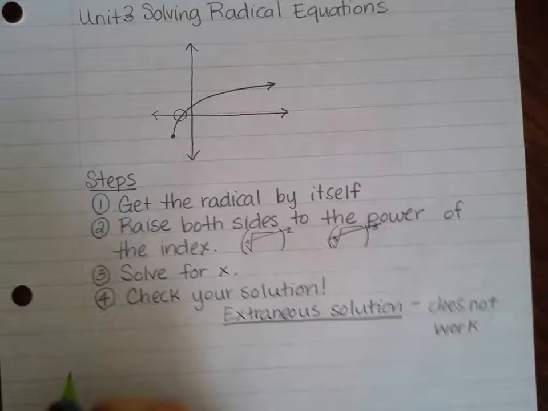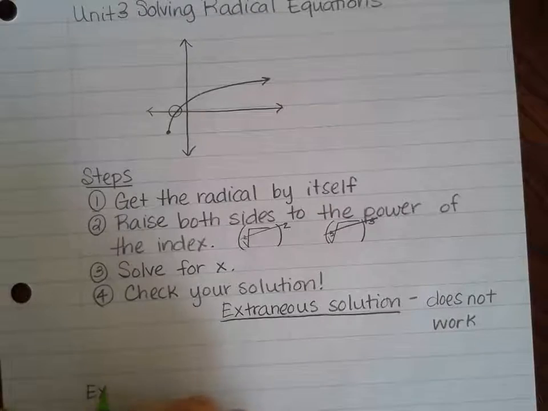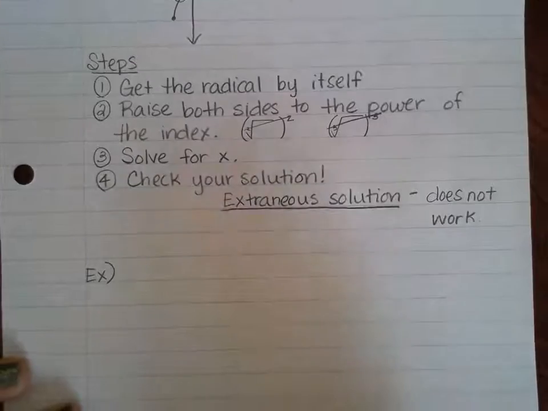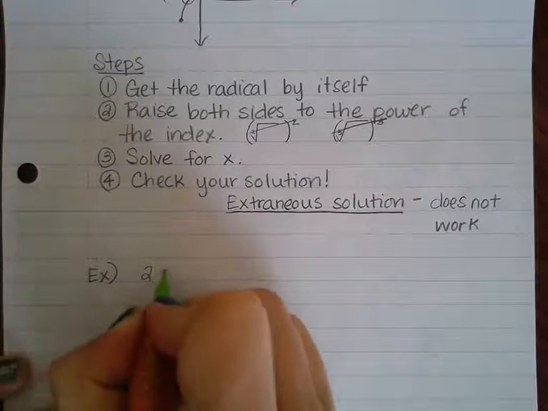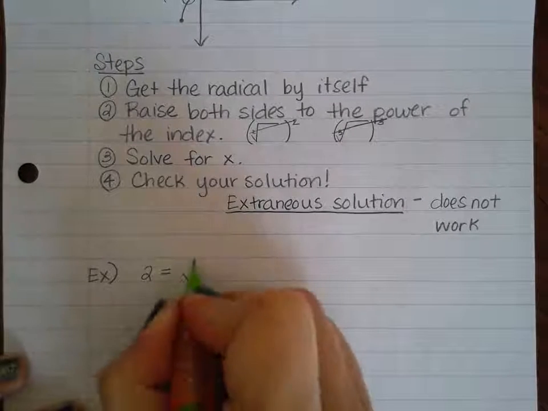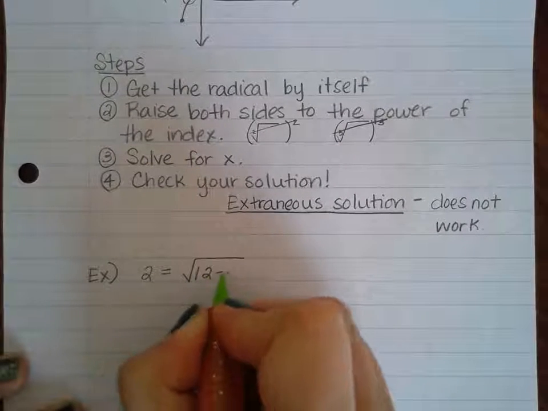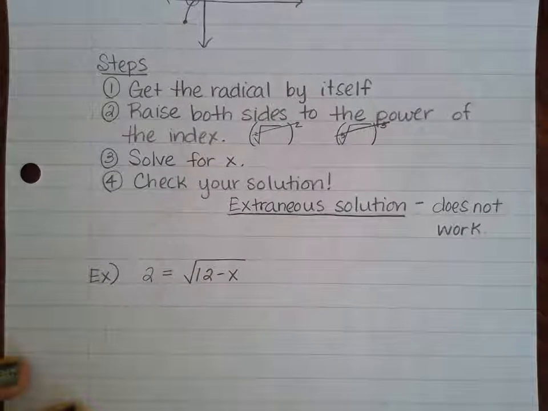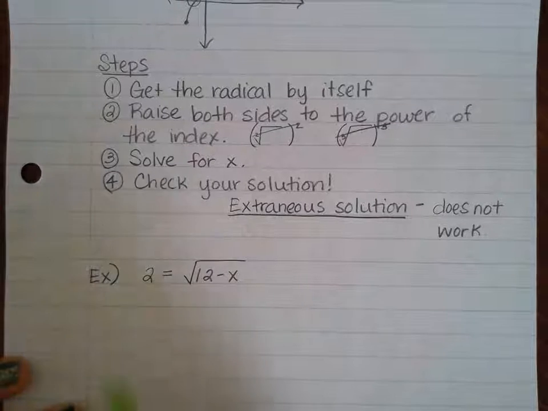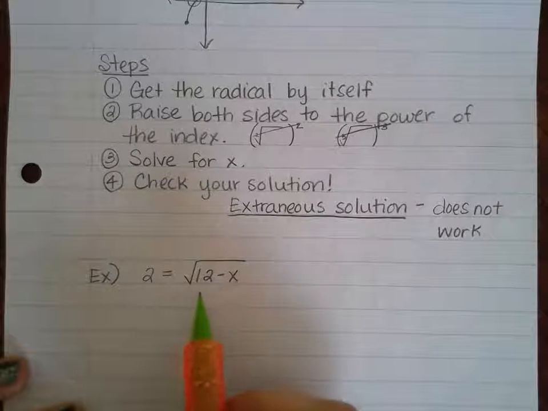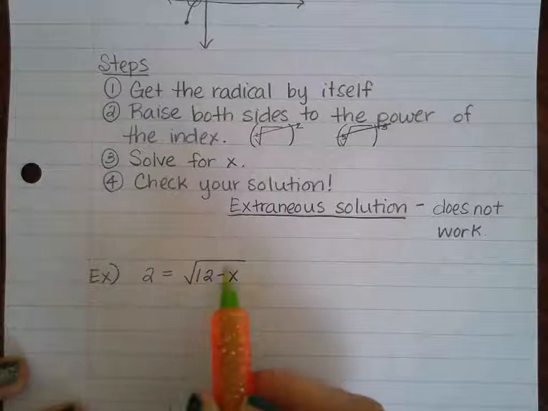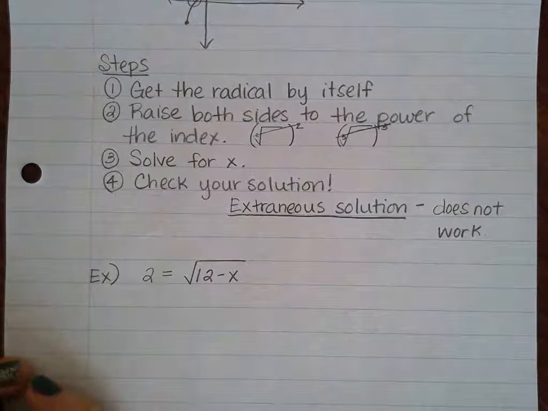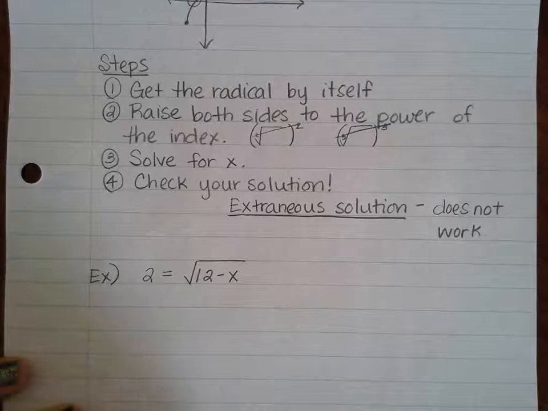Okay, so let's start some examples so that we can get going in this. First example of our solving radical equations looks like this. Let's say we have 2 equals the square root of 12 minus x. So your first step is to get the radical by itself, and this one is all by itself already. This square root is the only thing on the right hand side of the equation. It is all by itself. So step 1 is done.